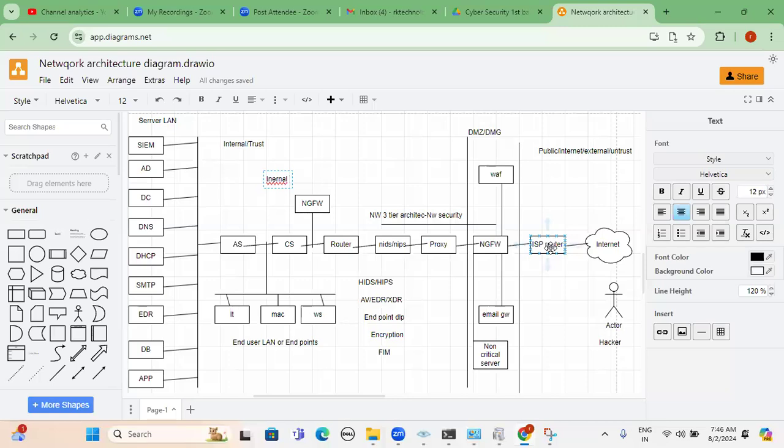At the ISP router itself, when the traffic is entering, if any flooding category of attack is happening, or spoofing category of attack is happening, the same traffic will go to the ISP router along with our anti-DoS and anti-DDoS tool.